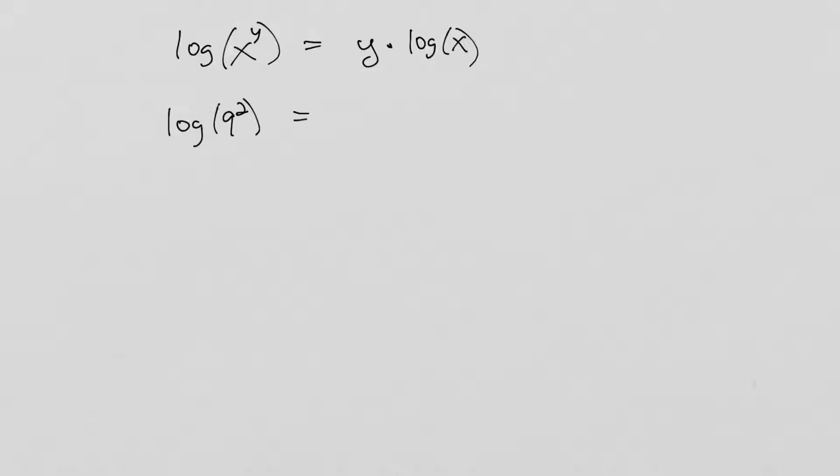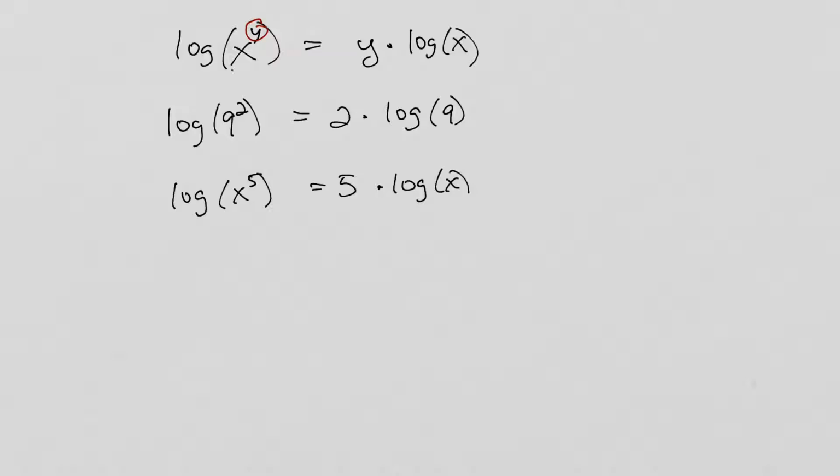Okay. The third property we'll talk about is, what if I had the log of x raised to the y? That's going to be the same thing as y times the log of x. Right. So if I had the log of 9 squared, that's the same thing as 2 times the log of 9. Right? Or if I had the log of x to the 5th, that's the same thing as 5 times log of x.